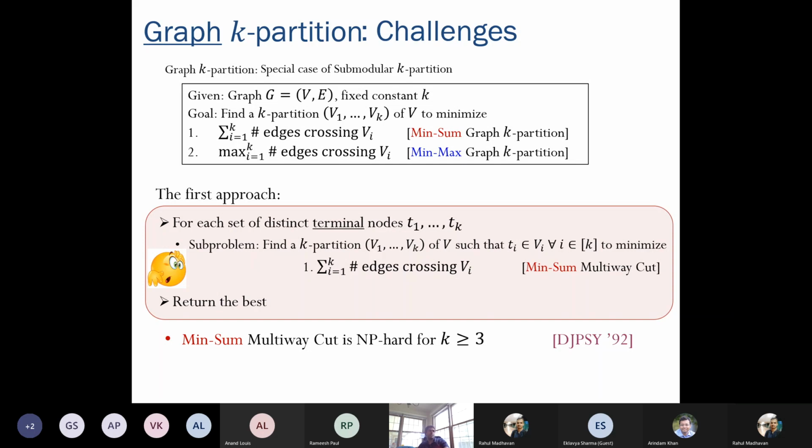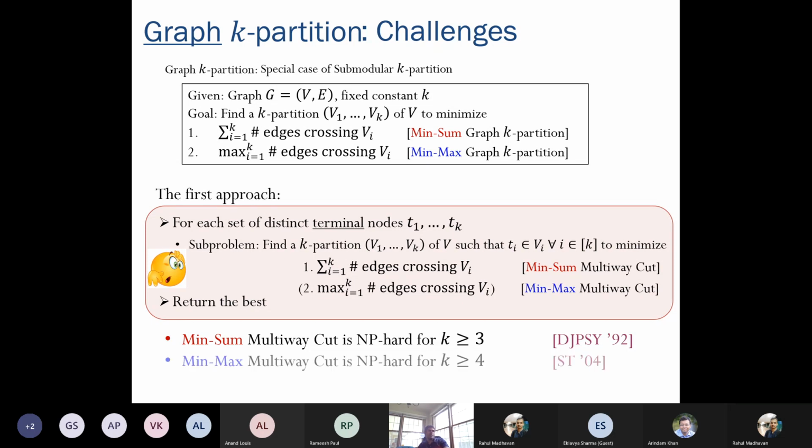And the situation is the same for min-max. The subproblem for min-max would be min-max multi-way cut. Min-max multi-way cut is NP hard for k equals 4 and so on. So the first approach, which worked for global min-cut, already fails for k equals 3 and 4 and 5 and so on.